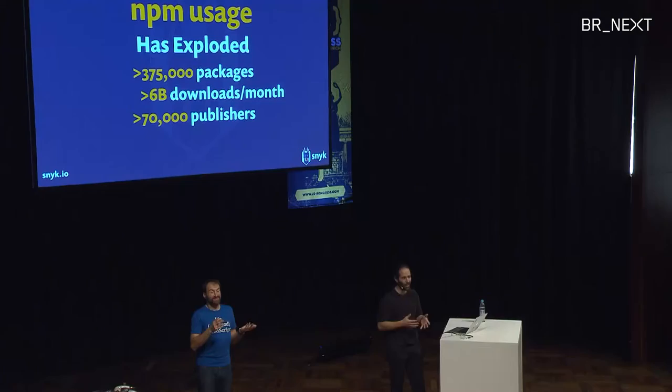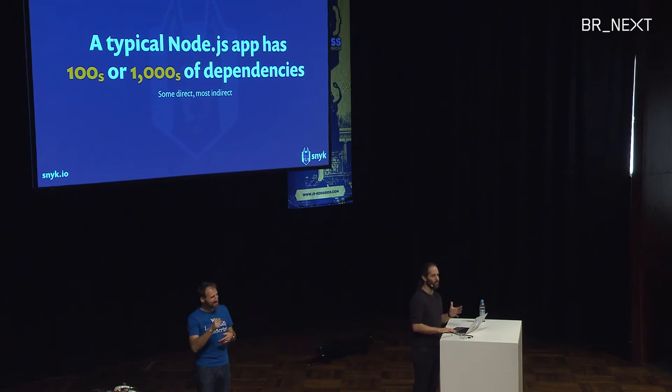And as a result, its usage has exploded. I'm picking on NPM, but really this is true for package management as a whole, and it has some ridiculous number of downloads and packages every time I need to update the slide. And the result is that a typical application, I will focus on Node, but this is increasingly the pattern in front-end JavaScript as well, has a ton of dependencies, hundreds, oftentimes thousands. One study put it at 350 on average.